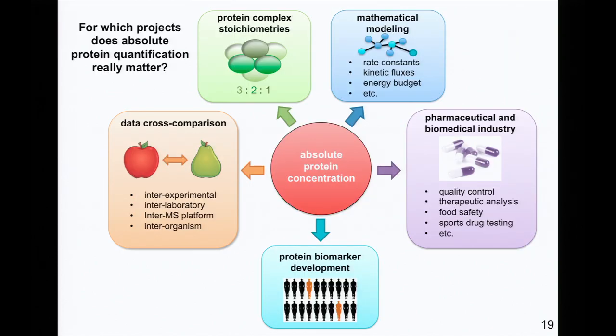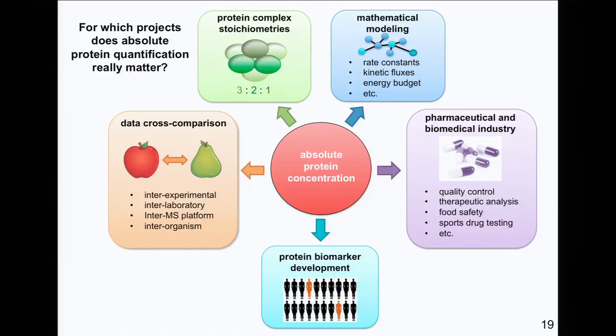So here's an overview of projects where absolute data matter. One typical field of application for absolute quantification is protein complex stoichiometries, and we have heard quite a bit about this yesterday at the Science Slam, so quite some of you are interested in protein complex stoichiometries, because if you want to figure out the stoichiometry, how different protein components of a complex assemble, you need to compare the abundance of these different components to each other in one sample. That's exactly what absolute quantification can do and relative not. Another typical field of application is mathematical modeling.